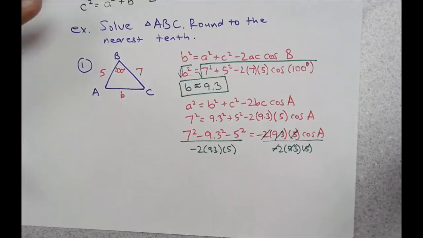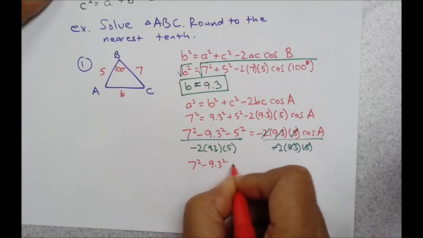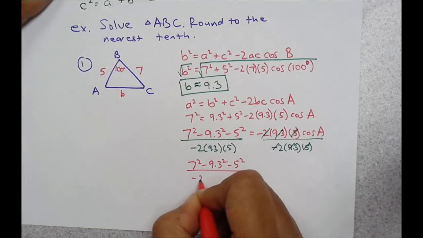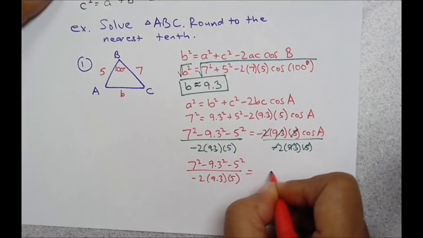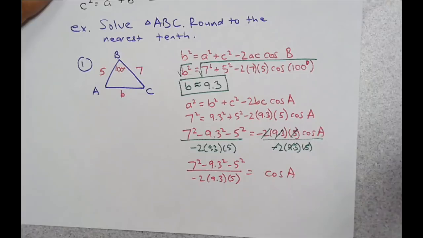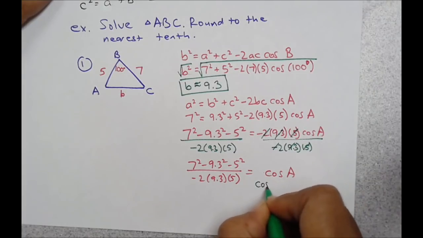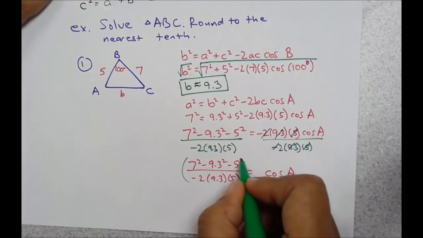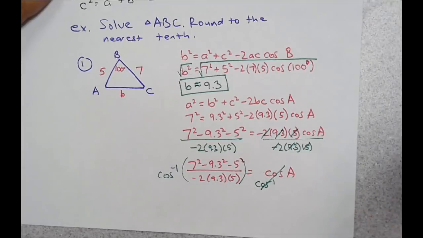And then the last step is to, and actually let me write this out first. We have plus 7 squared minus 9.3 squared minus 5 squared over this negative 2, 9.3 times 5, and this all equals cosine of A. And if you remember, to get rid of cosine so you can solve for an angle, you have to use the inverse cosine of this whole thing. And that gets you angle A.